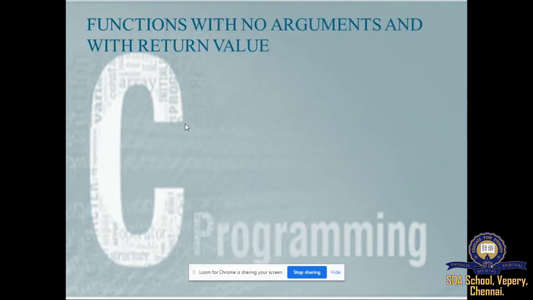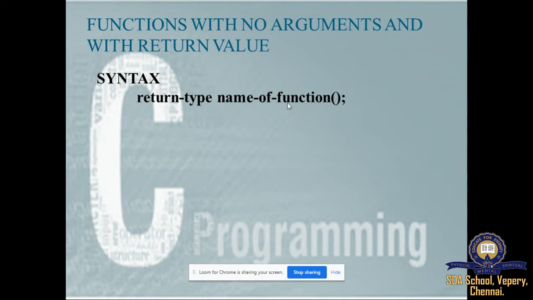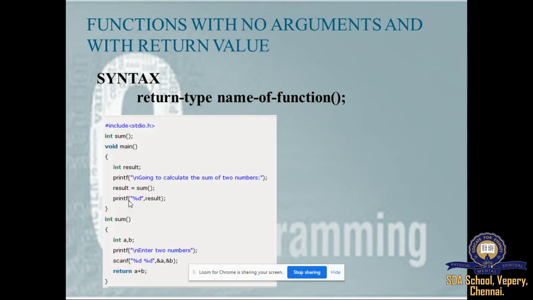And similarly, for the second type, function without arguments and with return value. The same syntax, and here it is going to return some value. See inside the function definition, it is going to return a plus b to the main function. So it is returning some value.